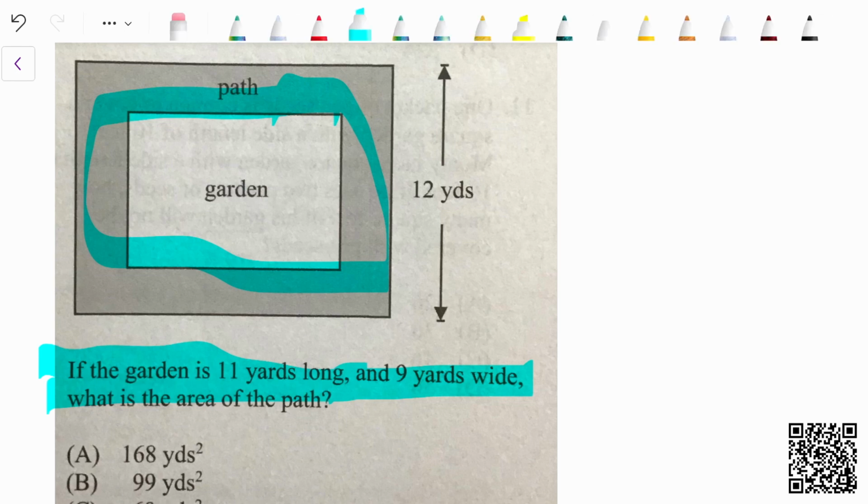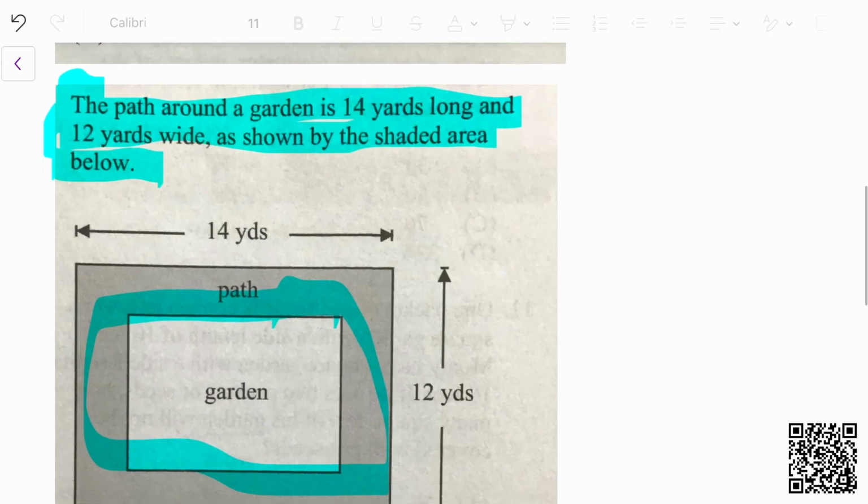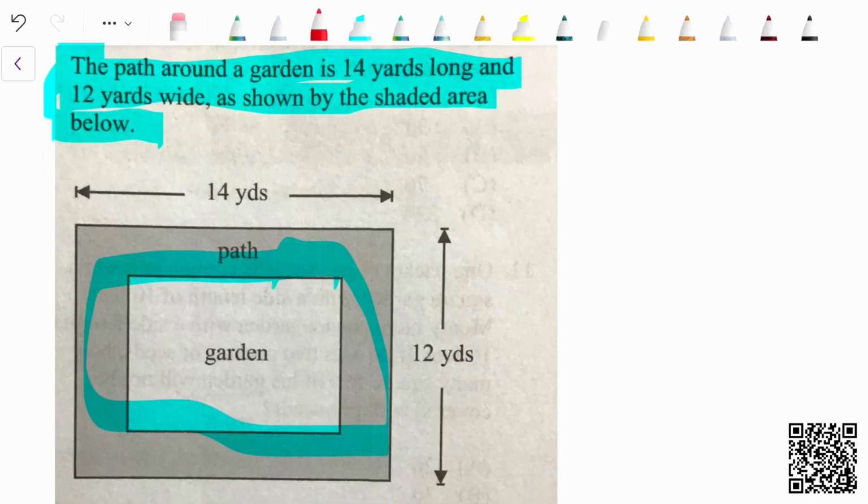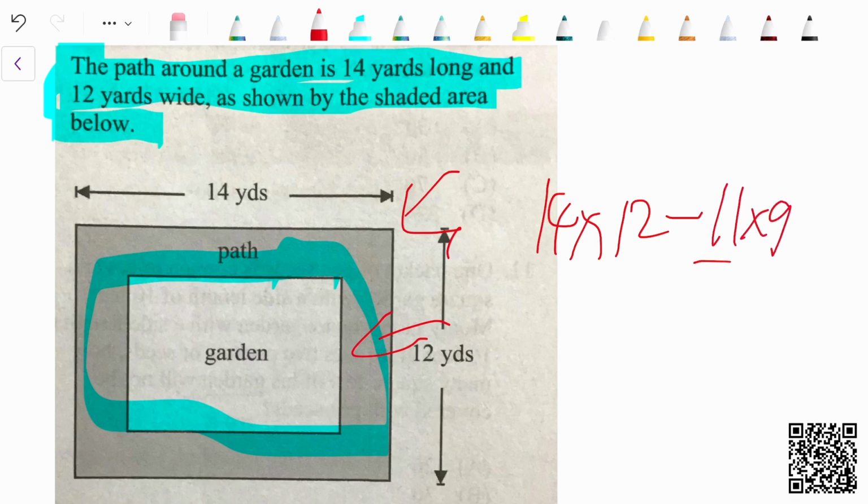This has the same logic as the last one. So, as it said, the path here is 14 and 12. But we're solving for only the path and not the garden included. And just like the last one, if we only solve 14 times 12, that would include the garden inside as well. So, of course, we have to subtract 11 times 9, because that is the garden. So this one is a lot more straightforward than the other one. It actually tells you the dimensions.